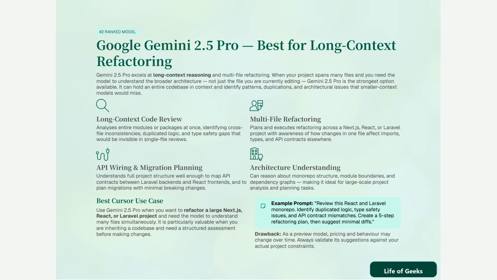Gemini 2.5 Pro is positioned as the long context refactoring model. This is the model to consider when the problem is bigger than a single file. Maybe your React frontend and Laravel backend have drifted apart. Maybe your API contract changed and now types, routes, resources, and UI calls all need to move together. Maybe you are reviewing an entire module and need the model to notice duplicated logic across files. Long context matters because architecture problems usually live between files, not inside one function.